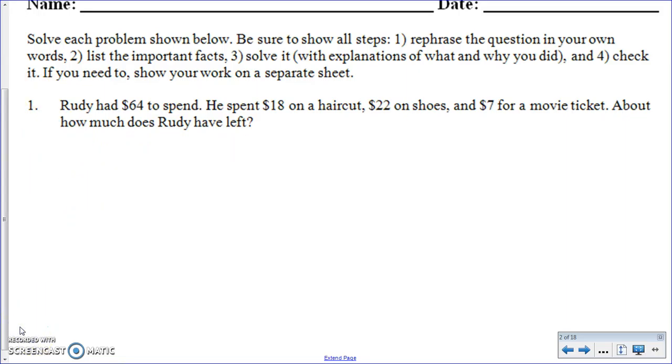So, step 1, rephrase the question in our own words. We need to find out how much money Rudy has left after his errands. Step 2, list the important facts. He has $64 to spend, spent $18 on a haircut, $22 on shoes, and $7 on a movie ticket. So we're going to write those out.